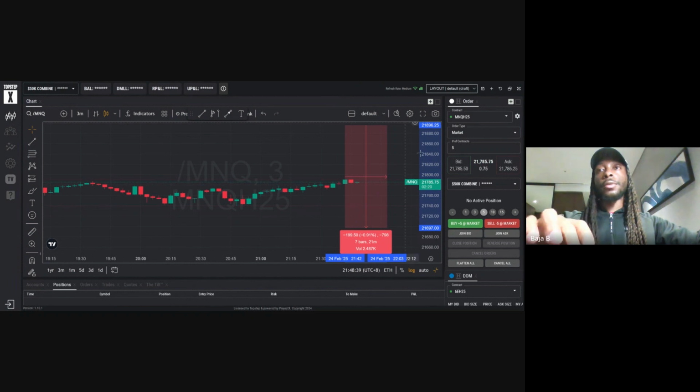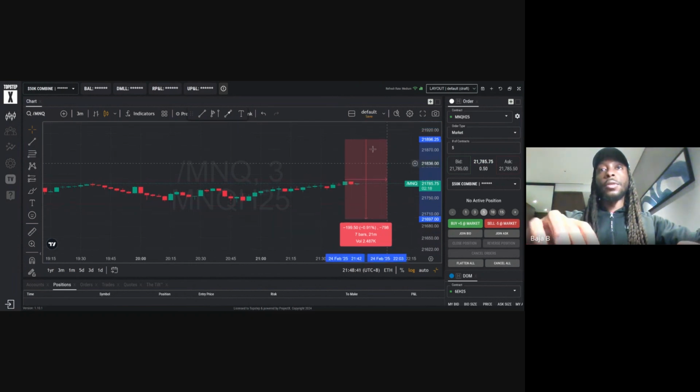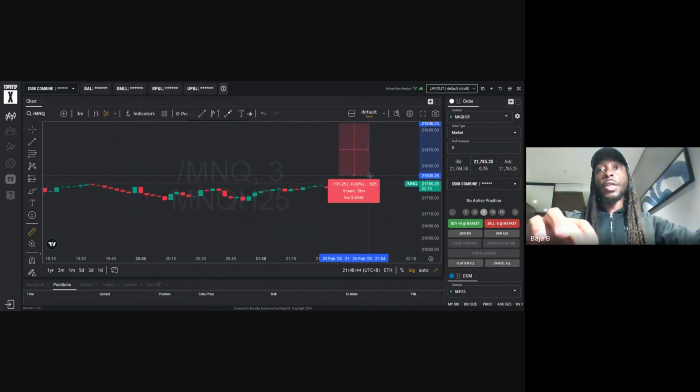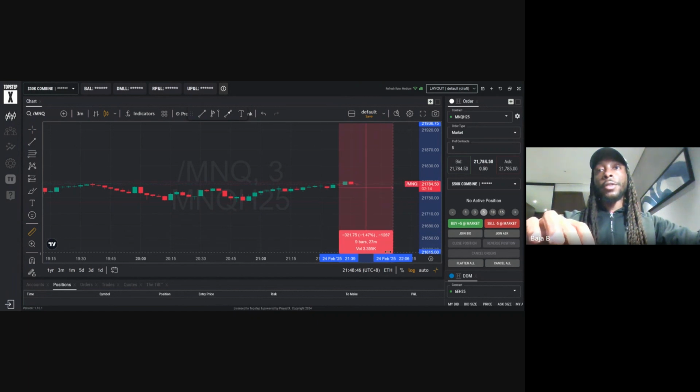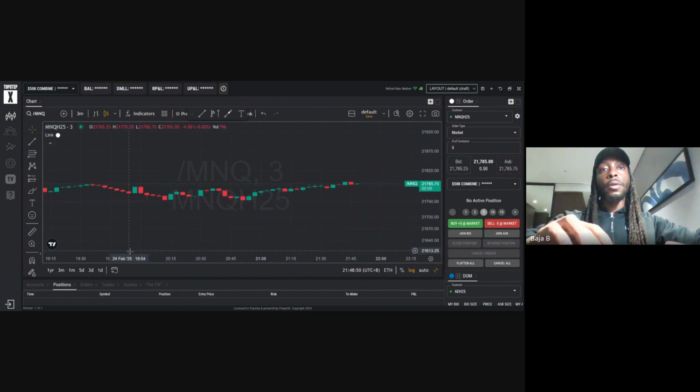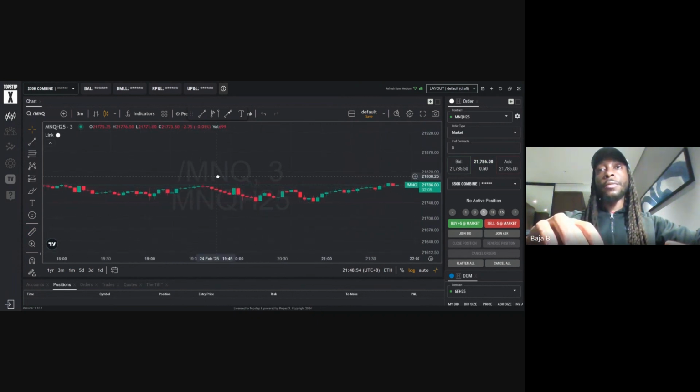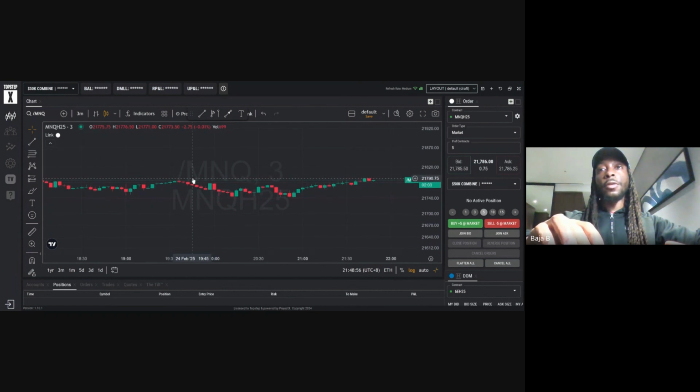Point 69 percent. All right. So it doesn't look like there's much going on once I do change this. As you can see, it's barely moving. Very grindy, very rangy. And as of right now, there's not much going on. So I'm assuming maybe during the NYSE Open, we're going to have more action, and that's going to happen in about 40 minutes from now.